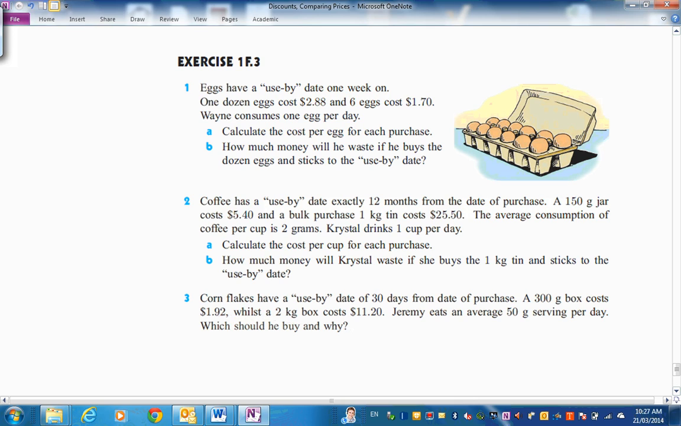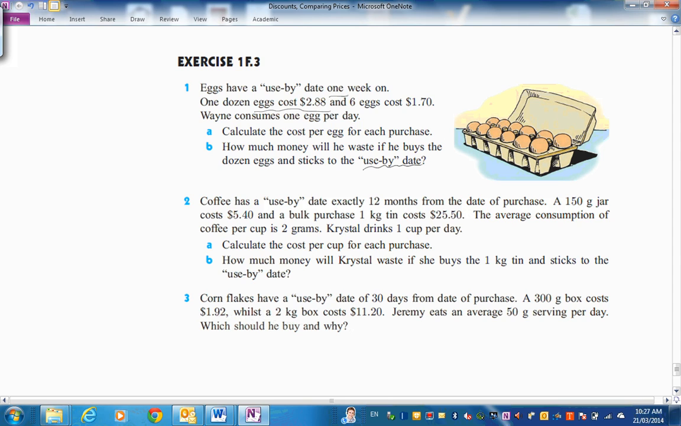Eggs have a use-by date. 1 dozen eggs costs $2.80 and 6 eggs cost $7. One consumes 1 egg a day. Okay, calculate the cost per egg for each purchase. Okay, is it worthwhile him buying a dozen? How much money will he waste if he buys a dozen eggs and sticks to the use-by date?